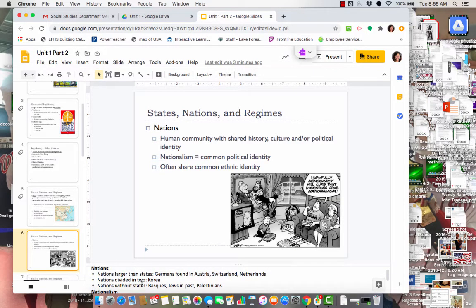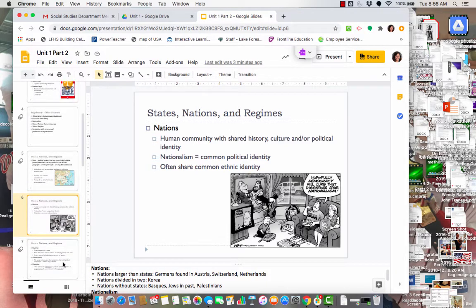So a state is like the political boundaries, and nation is more of the cultural boundaries. And then we have a regime. So a regime is probably what you thought was a government. So kind of like you probably thought a state was a country. You probably thought a regime was a government.